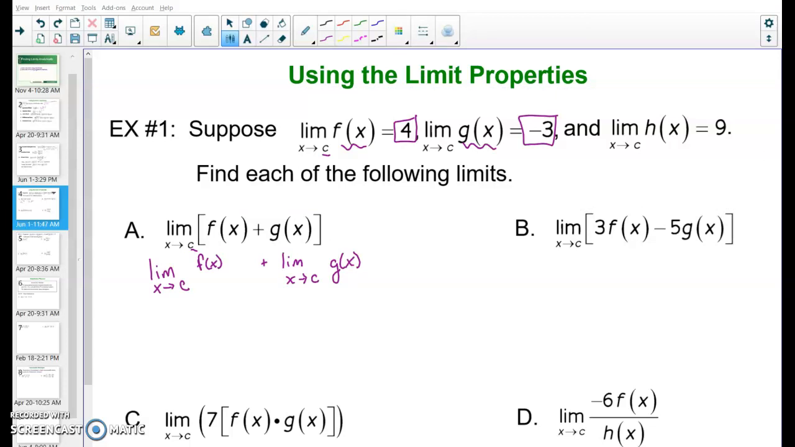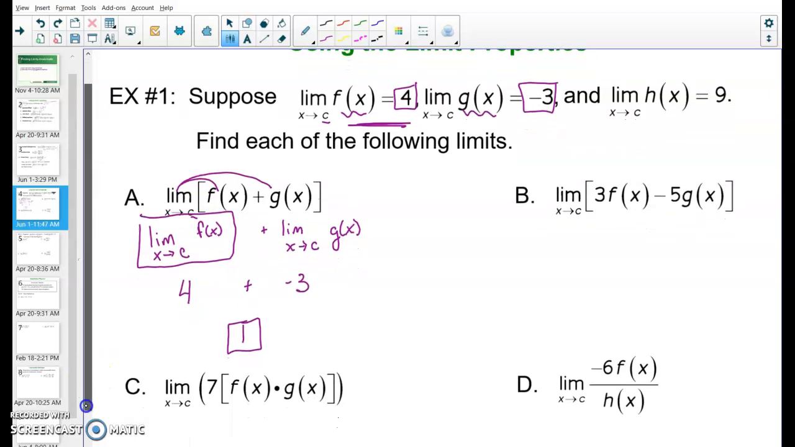Because of the properties that we just saw earlier, I can take the limits separately. Basically what I'm doing is distributing this limit to each of my functions. Now I have limit as x approaches c of f of x, and we already saw up here that that's going to equal 4. So all I'm doing is substituting that out for 4, plus limit as x approaches c of g of x, which is a negative 3. So now I'm adding a negative 3. I can simplify that, and that gives me a value of 1. That's your final answer.